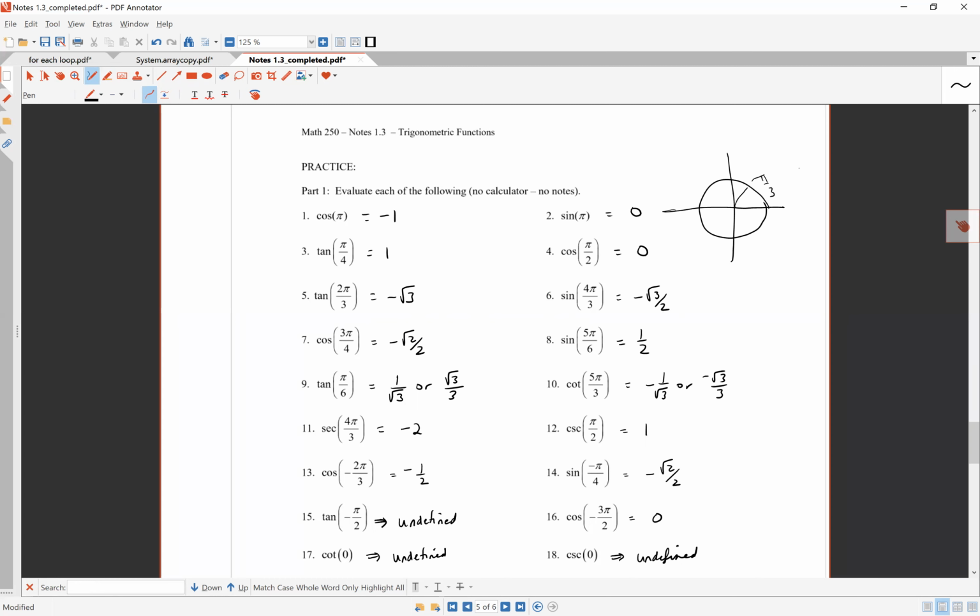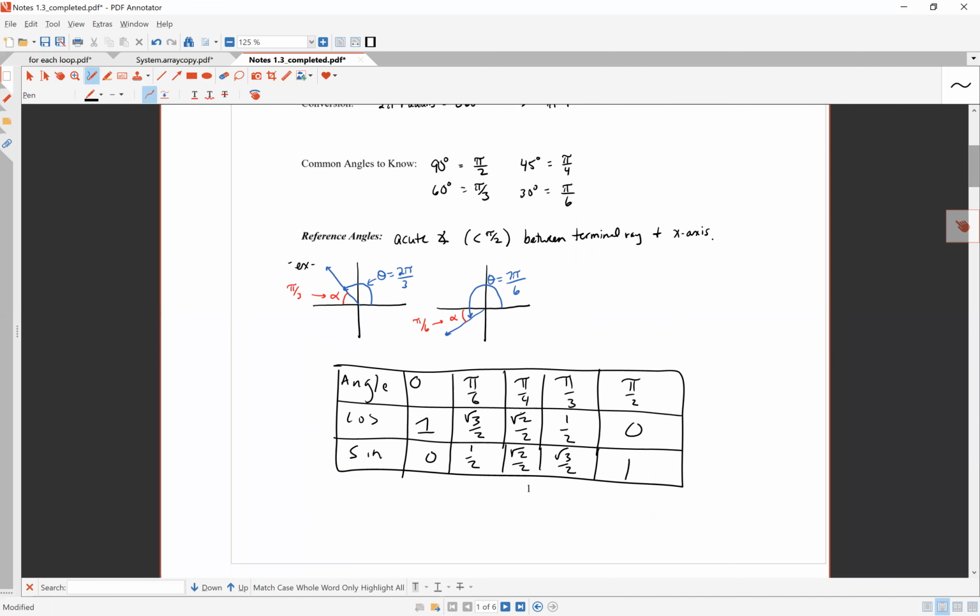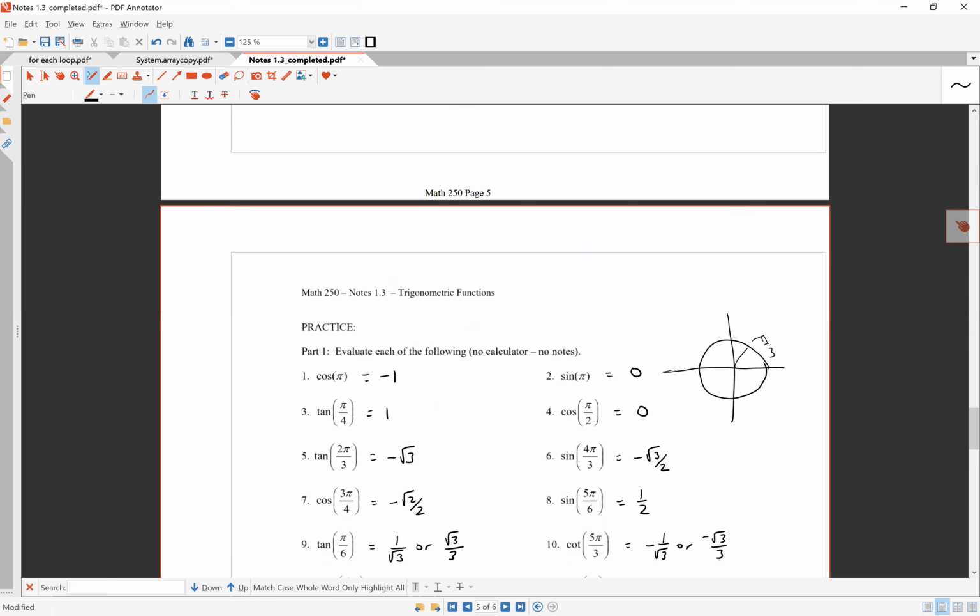So remember that chart I drew way back up here? Sine of pi over 3 is square root of 3 over 2, because the numbers go in ascending order. We go from 0 to pi over 2, and pi over 3 is the one that's closest to pi over 2. So sine of pi over 3 is square root of 3 over 2. So we go up square root of 3 over 2.